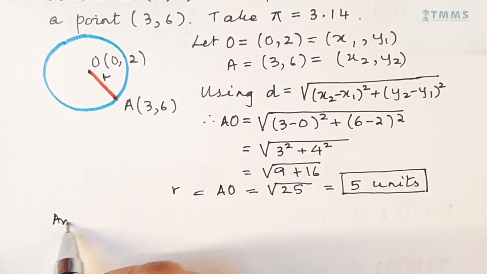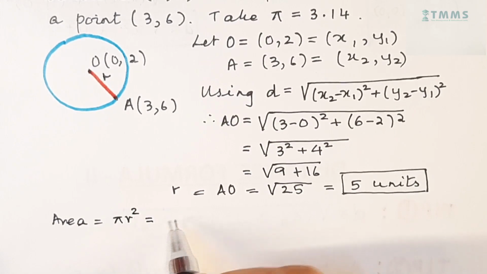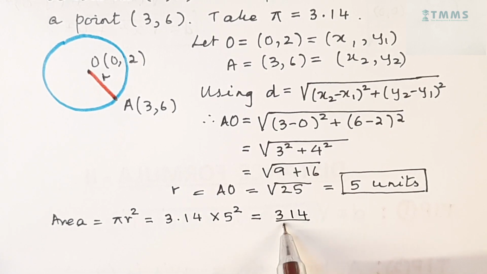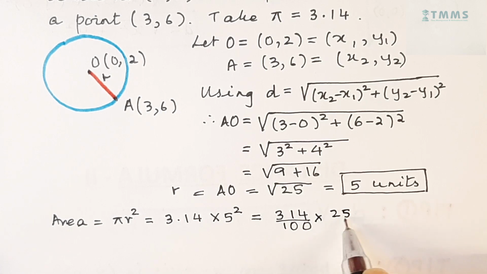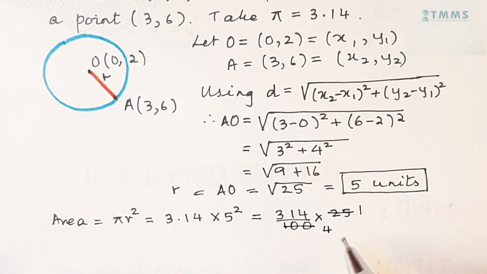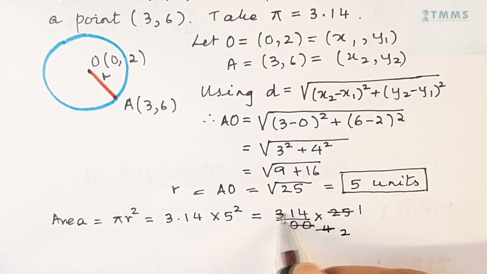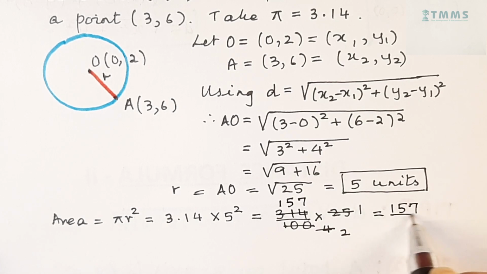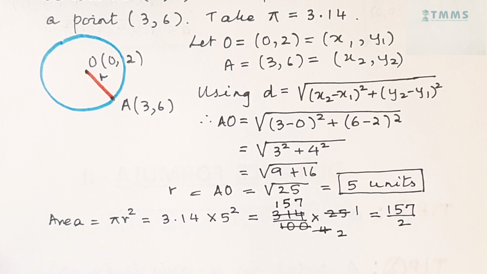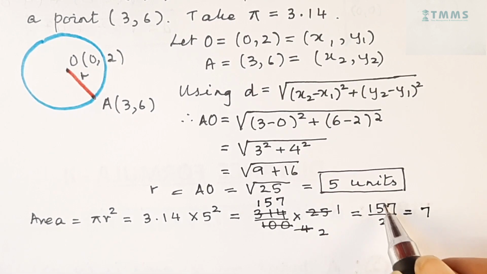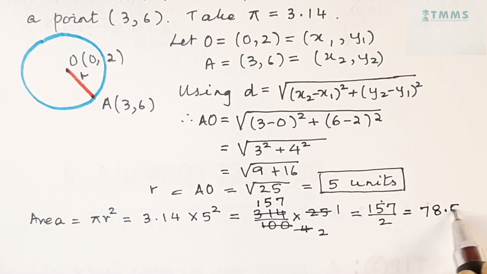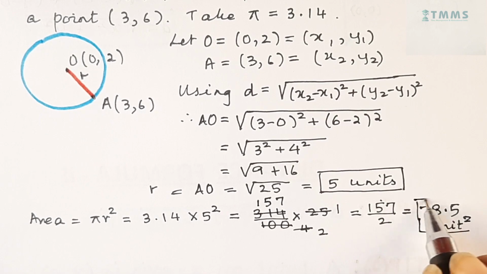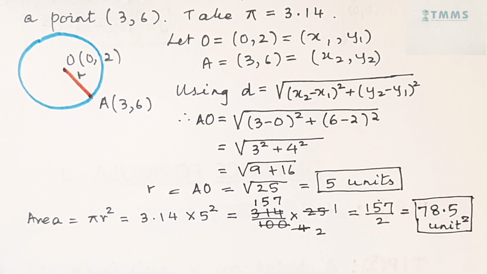Now the area of the circle is going to be equal to pi r square, which is equal to 3.14 multiplied by 5 square. And so it will be 314 upon 100 multiplied by 25. And now 25 goes 4 times here. Then 2 goes twice, and 2 ones are 2, 2 fives are 10, 2 sevens are 14, so you will have 157 upon 2, which will give us 78.5 unit square, and that is our answer.